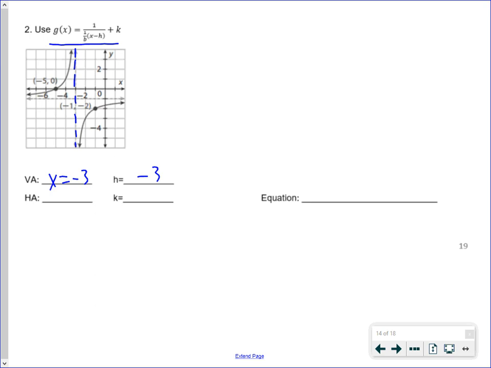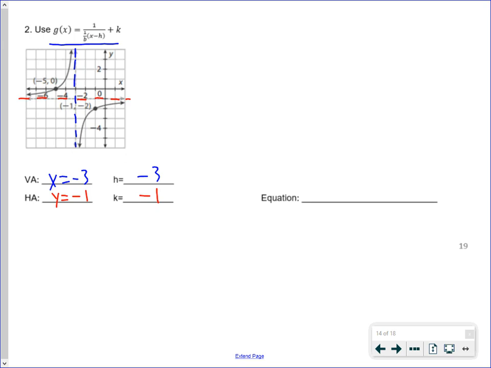Our horizontal asymptote is the one that goes left to right. It's this one in red. Every single point on that asymptote has a y value of -1. So that means our horizontal asymptote is y equals -1. And if our horizontal asymptote has an equation of y equals -1, that means our k value is -1 as well.